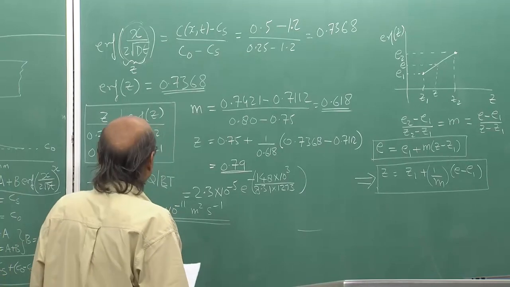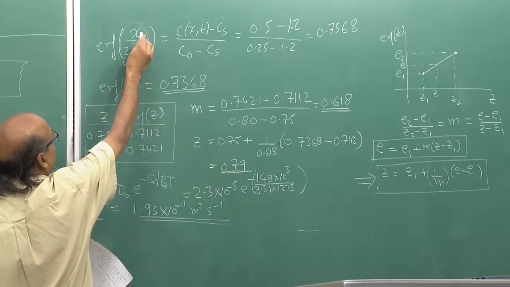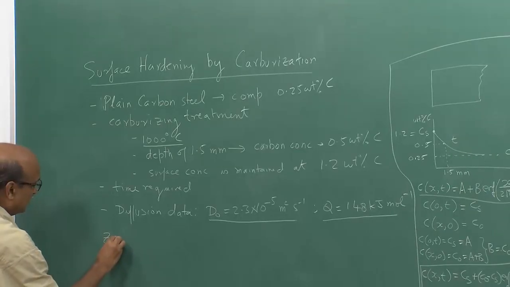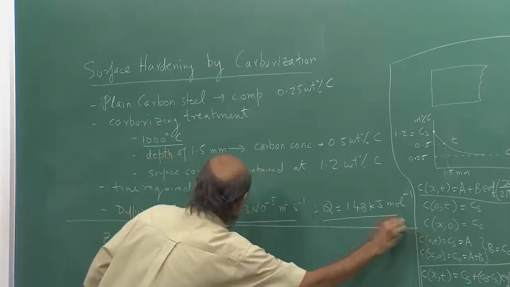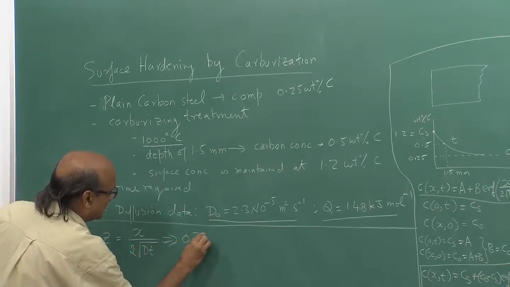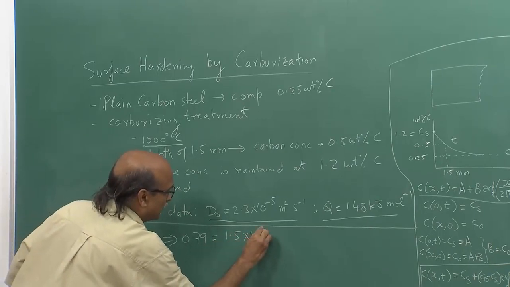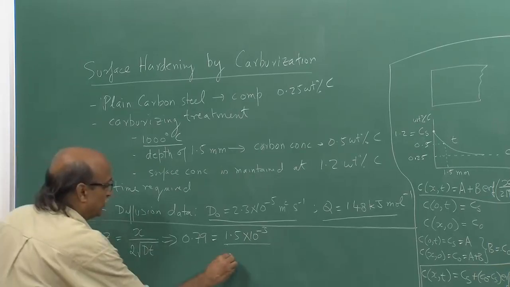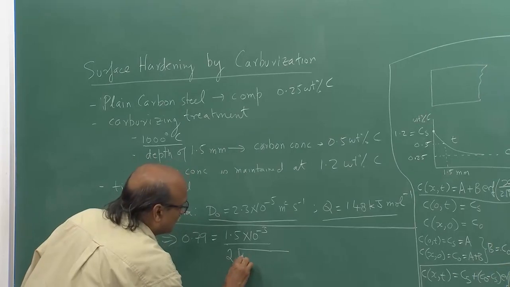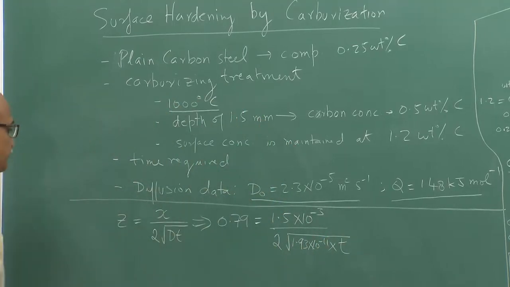Now, with this value, I know this whole quantity is equal to Z, which is 0.79, and X is 1.5 mm. Now, I know the diffusion coefficient, so I should be able to find the time. So, let us find this. Z is equal to X divided by 2 square root of Dt. I will substitute Z as 0.79 and X as 1.5 mm, converting this to meters. So, 1.5 times 10 to the power minus 3 divided by 2 times the square root of D, where D we have calculated just now as 1.93 times 10 to the power minus 11, multiplied by time t.